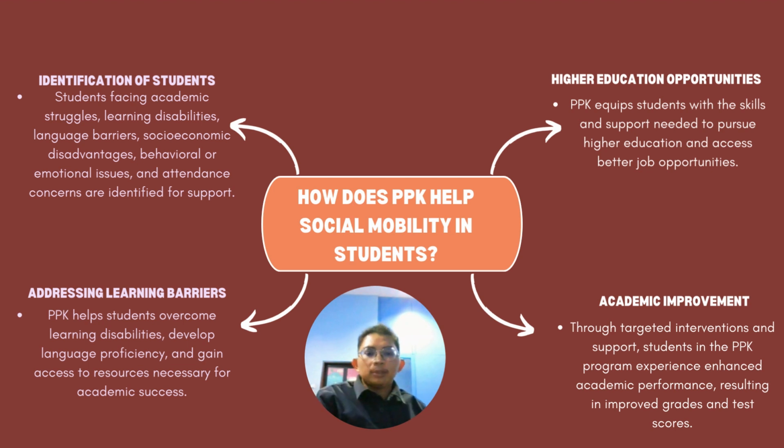So basically, how does PPK help to improve social mobility or to move students' social mobility upwards? So the first one is by identification of students. Through identifying students who are facing academic struggles, learning disabilities, language barriers, socioeconomic disadvantages, behavioral or emotional issues, and also attendance or lack of attendance. Through this PPK program, by recognizing and addressing the diverse needs of students, PPK ensures that no one slips through the cracks and that every student receives the support they need to succeed academically.